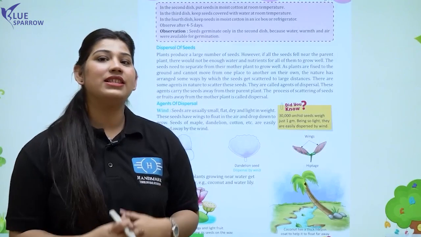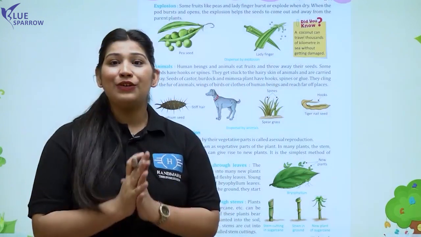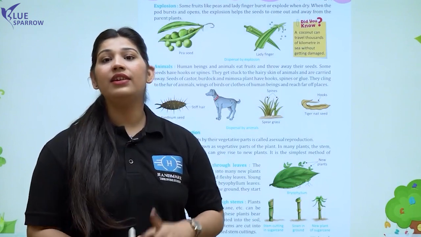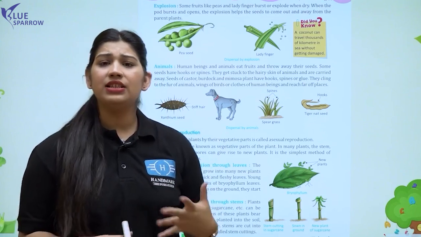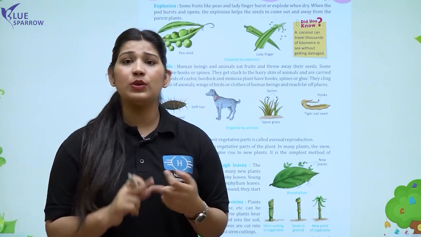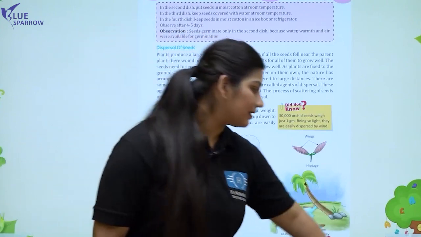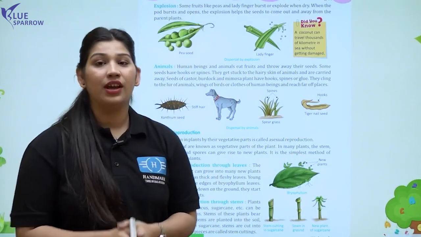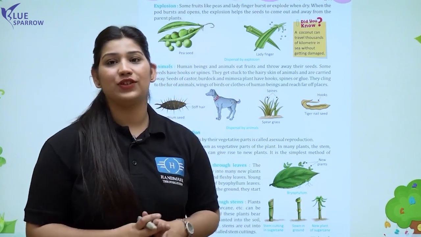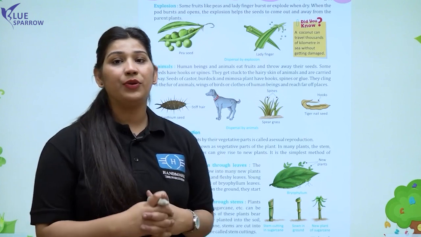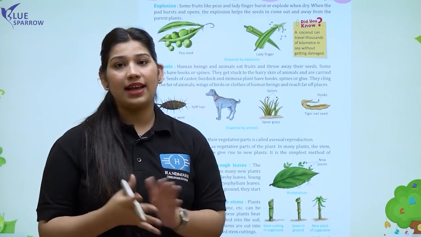So students, let's move forward and understand asexual reproduction. Reproduction in plants by their parts is called asexual reproduction. Plants reproduce through their stems, roots, leaves, etc.